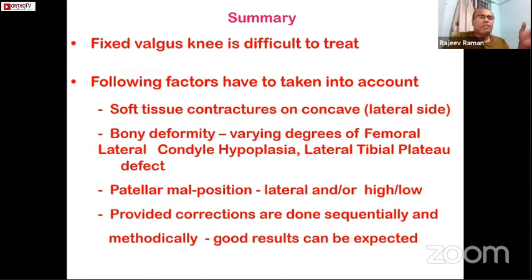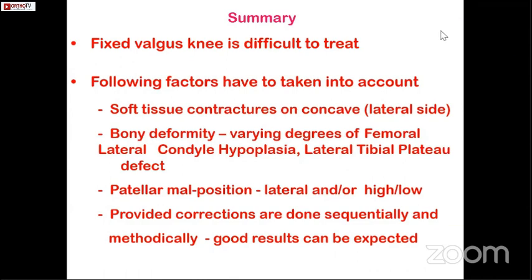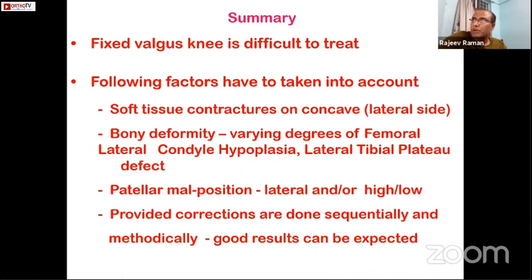So what is important? The fixed valgus is, yes, a challenging situation. Factors have to be taken into account. The most important part is the soft tissue contracture on the concave side, that is the lateral side. Then the bony deformity, because there are varying degrees of femoral lateral condyle hypoplasia and lateral tibial plateau defect. So you should consider them. Patellar malposition may be there. Sometimes there may be lateral subluxation of the patella, or you may have patella alta or patella baja. If you provide correction sequentially and methodically, good results can be expected. Thank you.